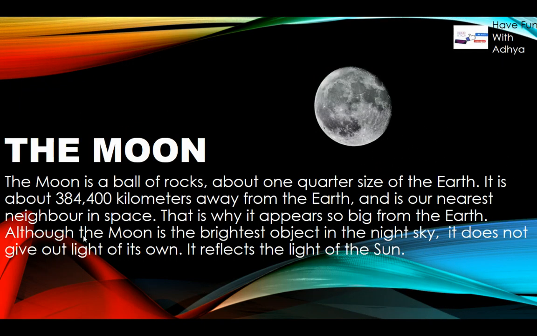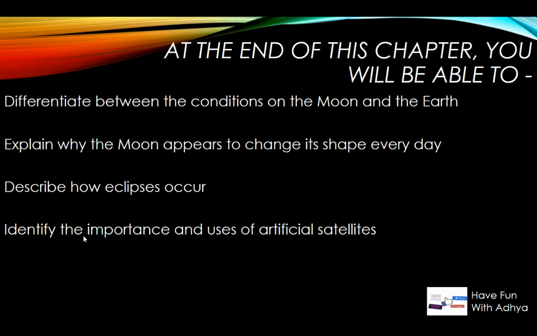The moon. The moon is a ball of rocks, about one quarter size of the Earth. It is about 384,400 kilometers away from the Earth and is our nearest neighbor in space. That is why it appears so big from the Earth. Although the moon is the brightest object in the night sky, it does not give out light of its own. It reflects the light of the sun.